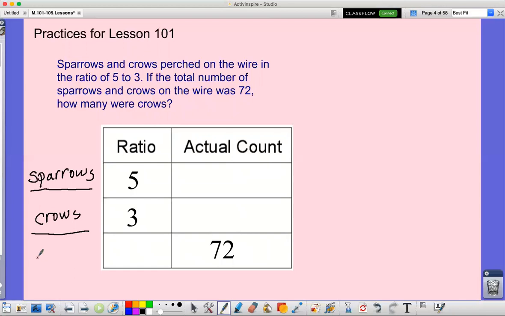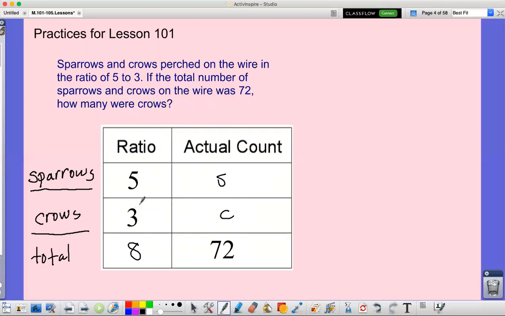And then what's this represent here? This is the total line. So what's this total going to be, the ratio total? 8. And in this case, we don't know how many sparrows and we don't know how many crows. So I'm just going to use S for sparrows and C for crows. So now we're looking for how many were crows.